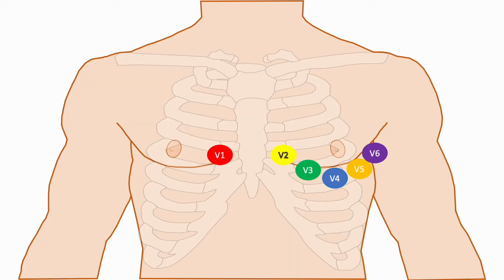Now that we've finished the limb lead placement, let's start working on the precordial leads, or the chest leads. After the limb leads are placed, attach the chest leads, or the precordial leads. These are marked V1 through V6 and are colored red, yellow, green, blue, orange, and purple. We'll start on the patient's left with V1 and move to the right towards V6.